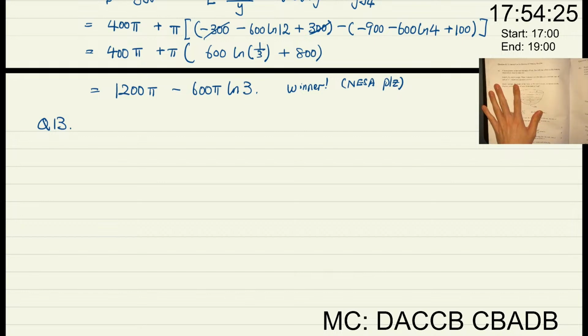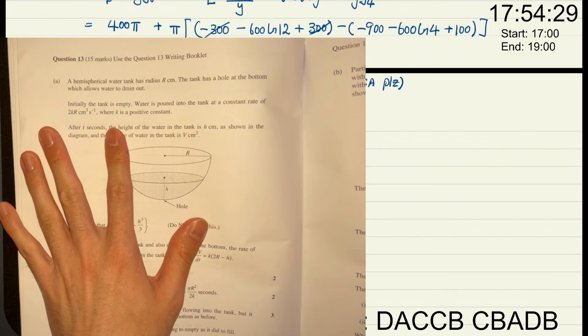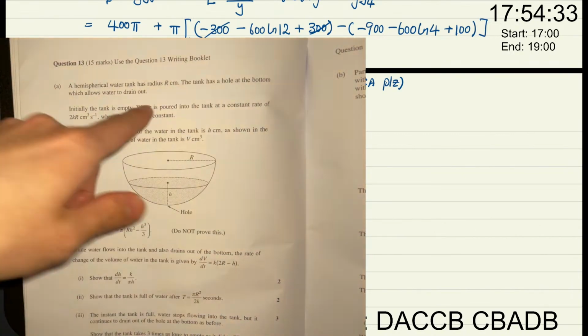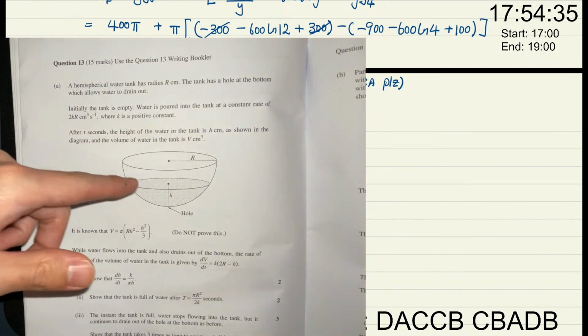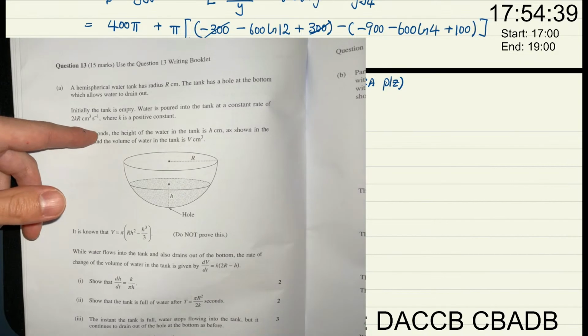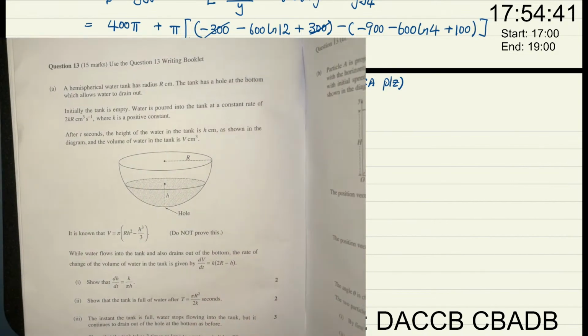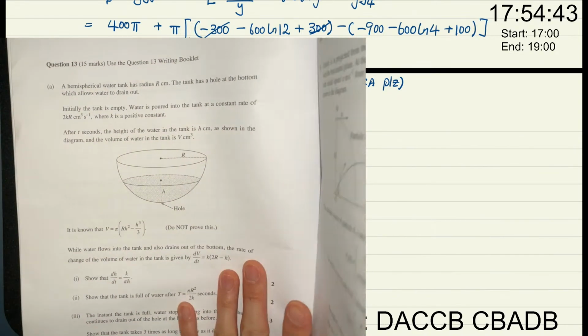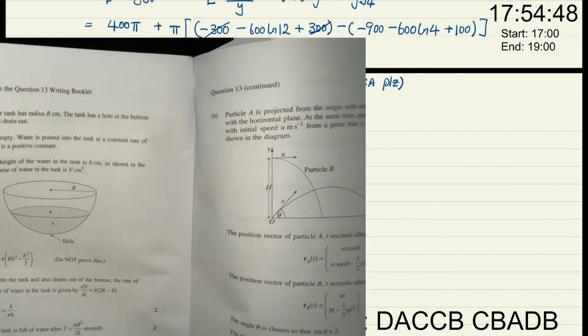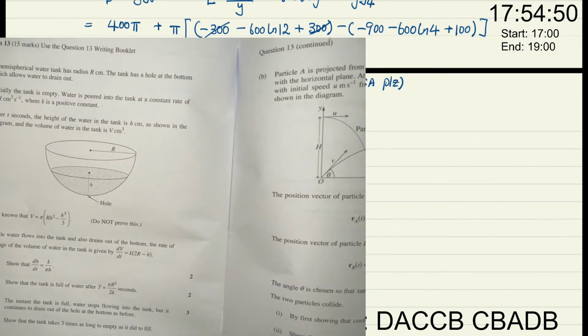Okay. Water tank has radius R. As you can see, I'm just commentating. I'm not doing this very quickly, am I? The tank has a hole at the bottom which allows water to drain out. Lovely. Initially the tank is empty. Water is poured in. Oh, I see where they're going with this. We've seen these kinds of questions before. Where's my pencil gone? Great. Just lost my pencil. Oh, there it is. Okay.